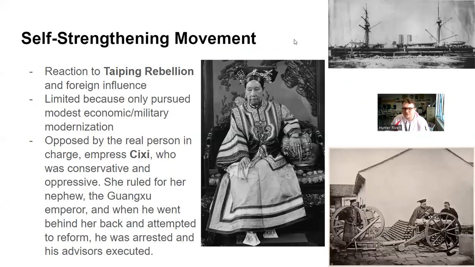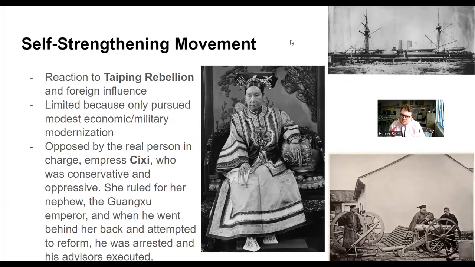And this reaction to the Taiping Rebellion and the foreign influence is really pushed by this middle class and the bureaucracy, not from the top. So the difference in the Meiji Restoration, we'll talk about it later, is that it was a top-down approach. You do this or you're dead. We will industrialize, we will modernize. That was not the case in the self-strengthening movement, and thus its failure.